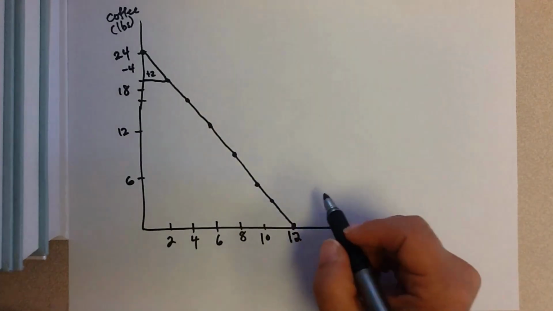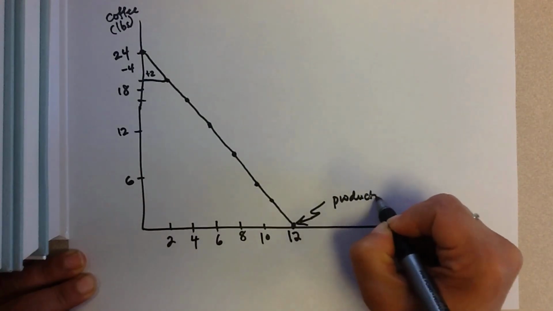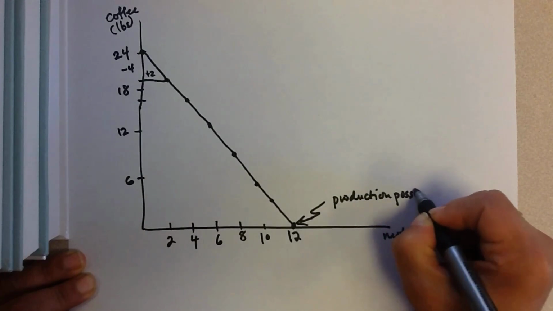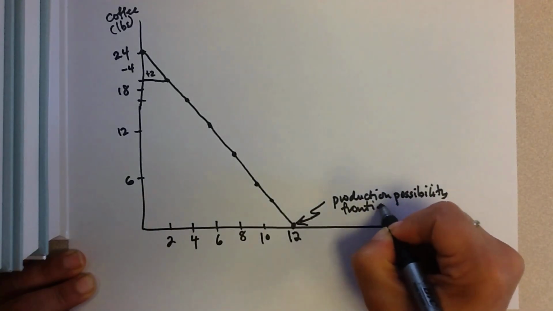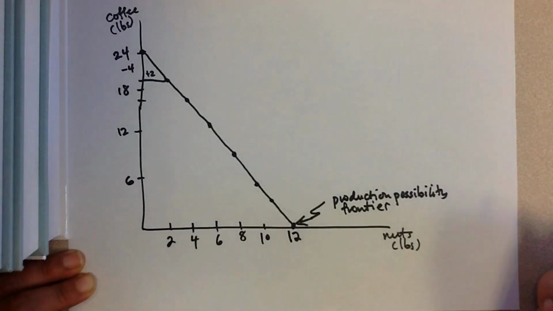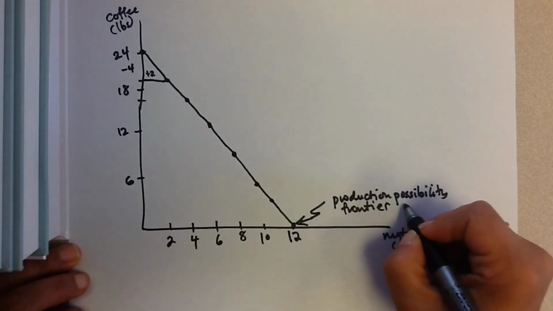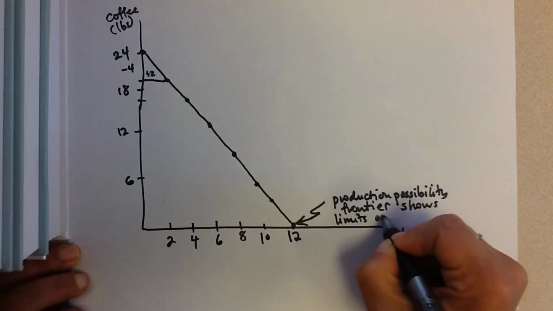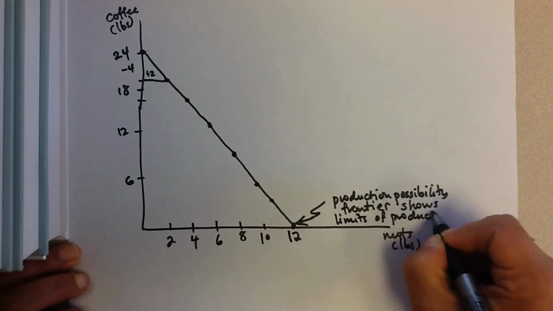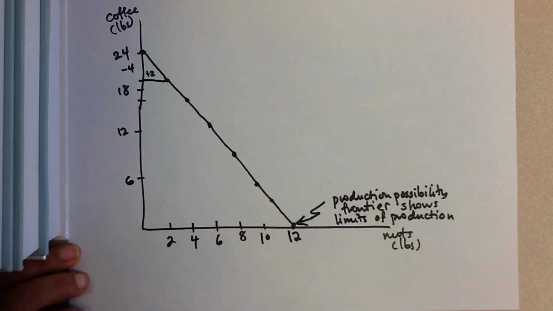So from this production possibility frontier, we see that there is a limit to production. She can't have 12 pounds of coffee and 12 pounds of nuts. And that connects to the idea from the previous unit about scarcity and the limitations on what we can do at any given time.